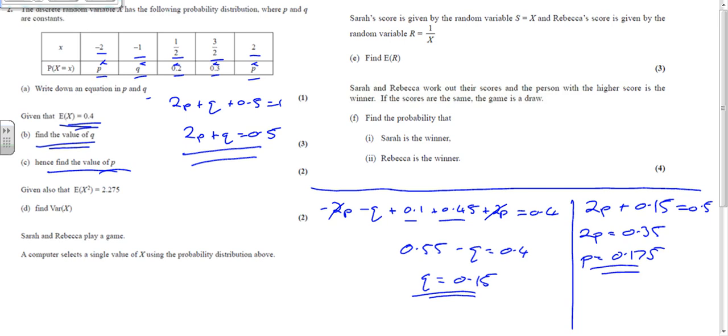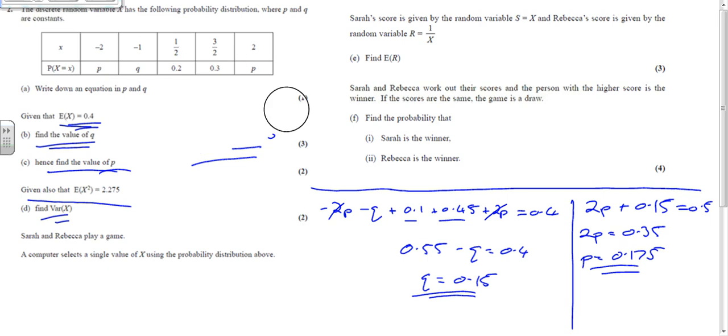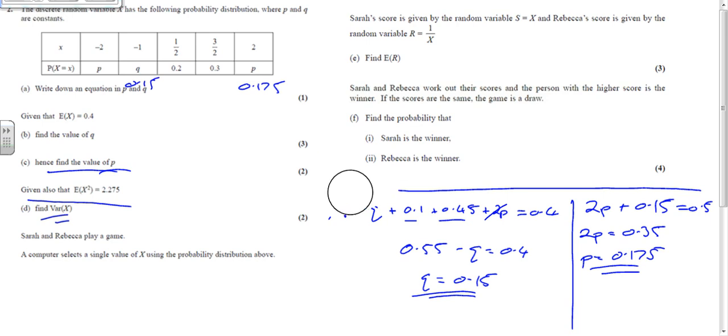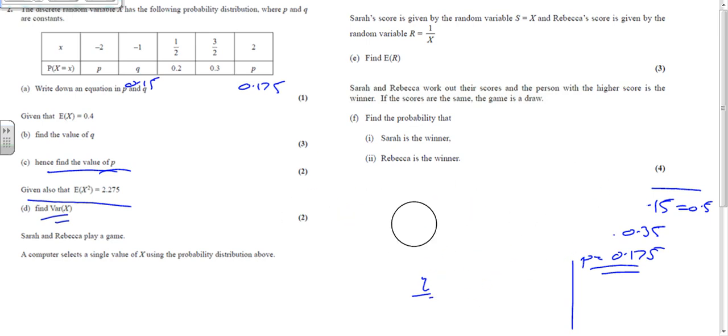Given also that you've got E of X squared, find the variance of X. Now the variance of X, if I just write down the information that we've got up here, we're a bit tight for space on this question. So we had P is 0.175 and we've got Q which was 0.15. So we've now got to find the variance of X.